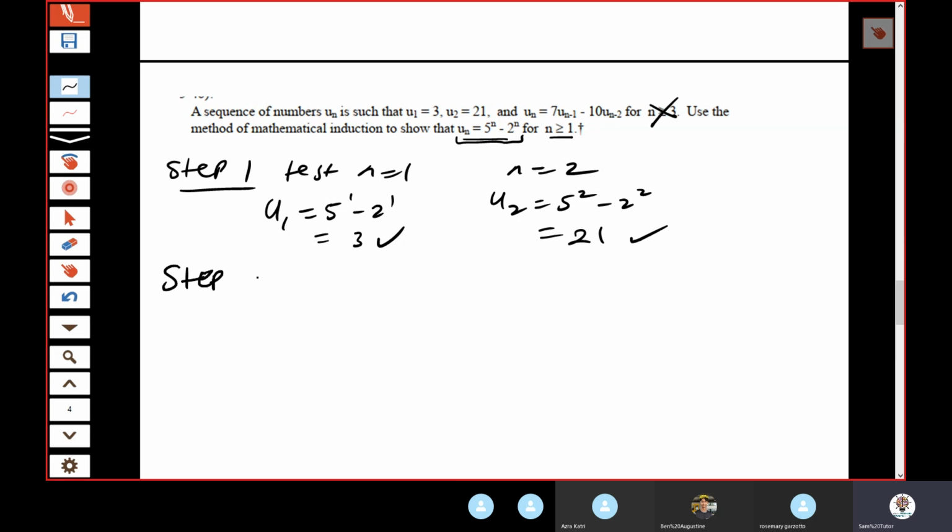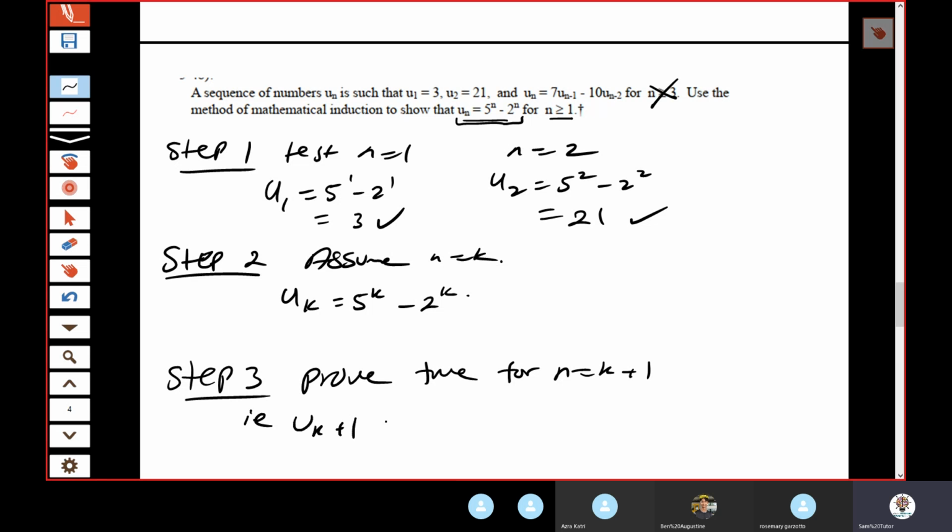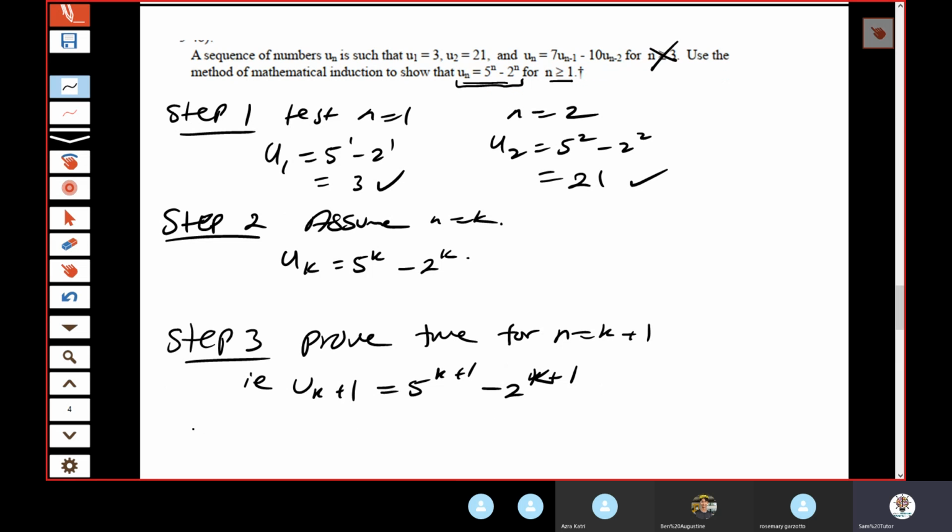Step 2, assume n equals k. So that becomes u k equals 5 to the k minus 2 to the k. And you're going to see we're going to have a problem, and you'll see how we're going to fix it. So right now, that's good. Just leave it as it is. Step 3. Prove true for n equals k plus 1. So essentially you're trying to prove u k plus 1 is equal to 5 to the k plus 1 minus 2 to the k plus 1, right?